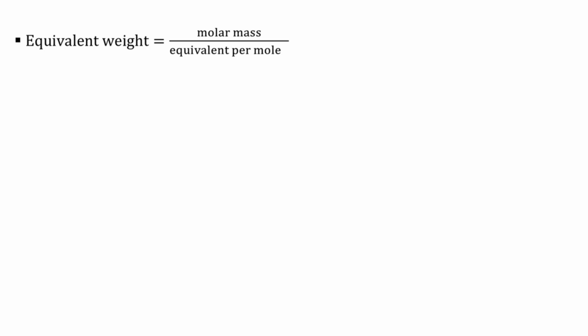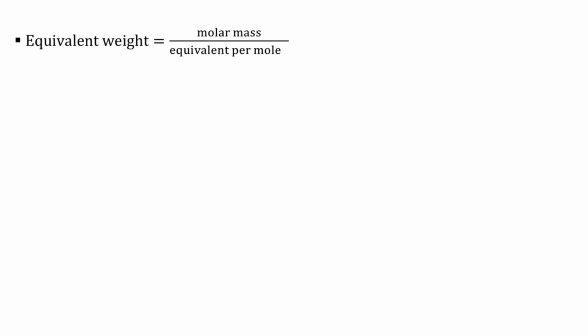Now let's see what the equivalent weight is, because in the formula, what we don't know now is the equivalent weight. Equivalent weight is equal to the molar mass divided by the equivalent per mole. The only difference between molarity and normality is that for molarity we calculate the number of moles by taking the mass divided by the molar mass, but for normality we calculate what we call the equivalent weight. We don't use the molar mass as it is. We take the molar mass and divide it by the equivalent per mole.